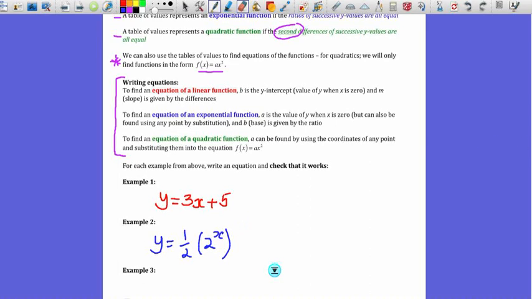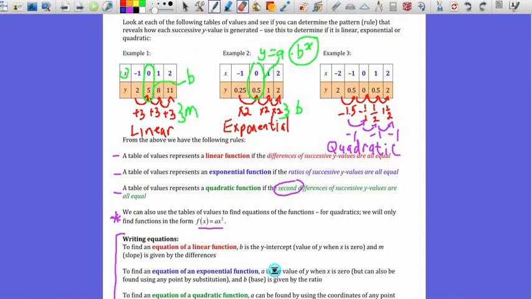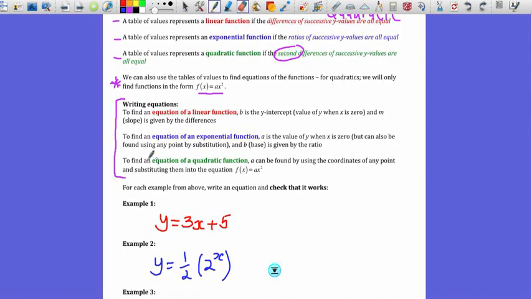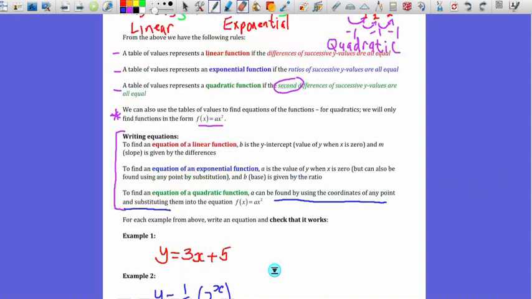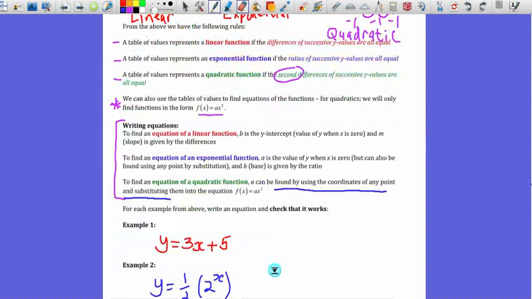Okay, and lastly we need to determine our quadratic function, and our quadratic function is in the form y equals ax squared. And so what we're going to do in this case, so this is the new one, I'll just highlight the rule. We can find a by using the coordinates of any point and substituting them into the equation. And so what I'm going to do, for no particular reason, is select the point 2, 2.